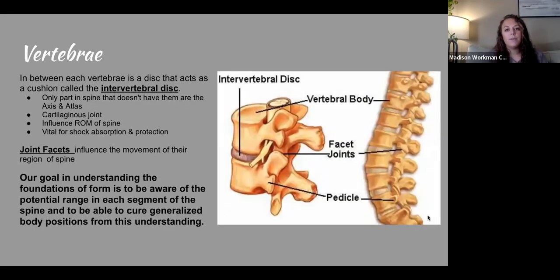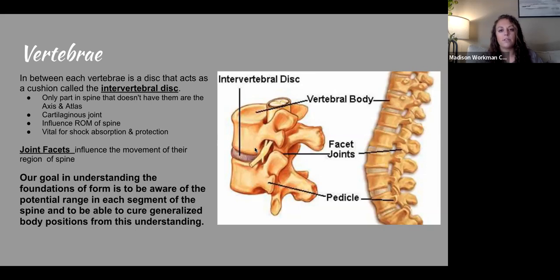So our spinal column is made up of vertebrae, and in between each vertebrae is a disc that acts as a cushion. It is called the intervertebral disc. So if you look at this image here, it'll show you in between both vertebrae, that cushion or that disc. That disc is a cartilaginous joint. We just talked about this. So it's mainly made of cartilage here between the two bones.